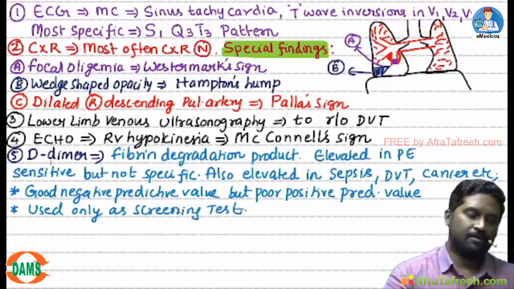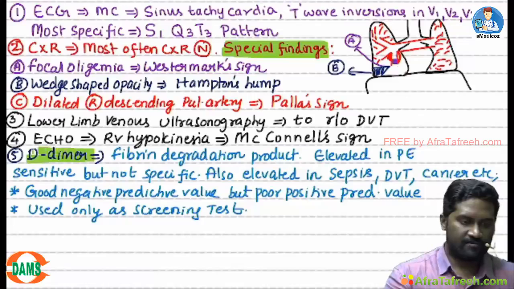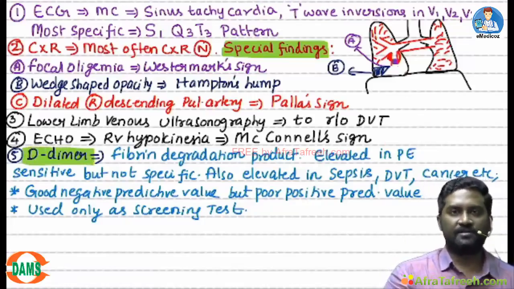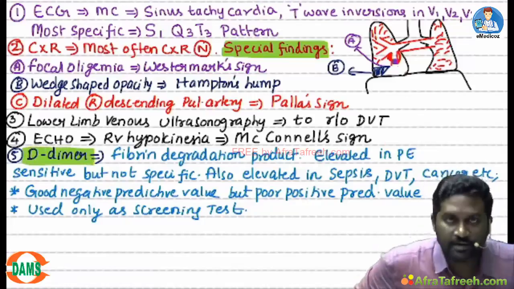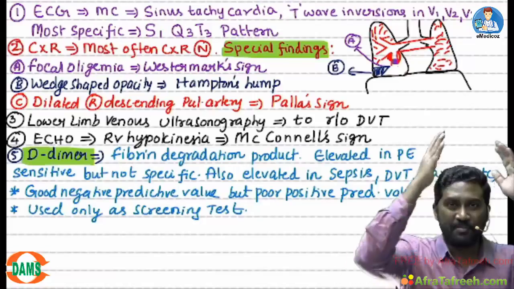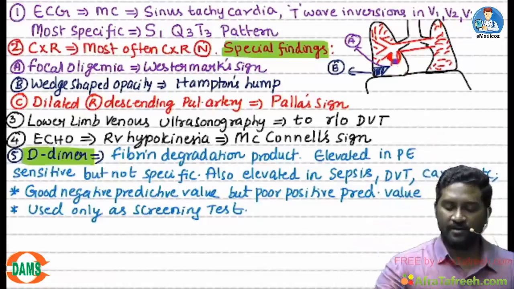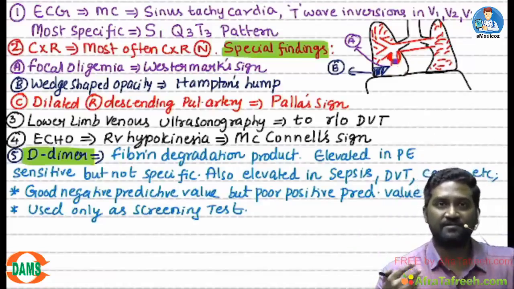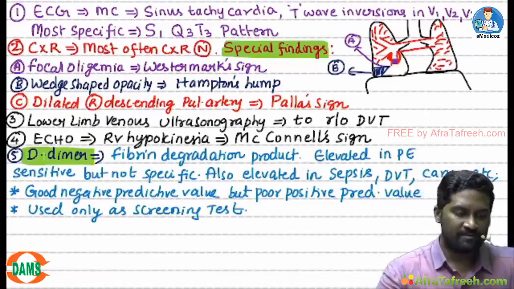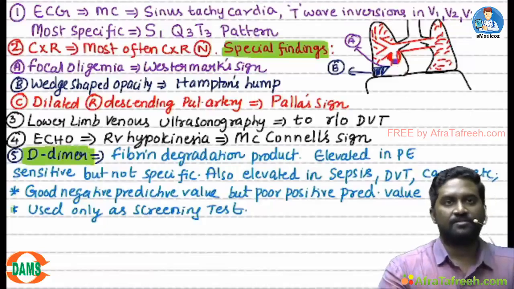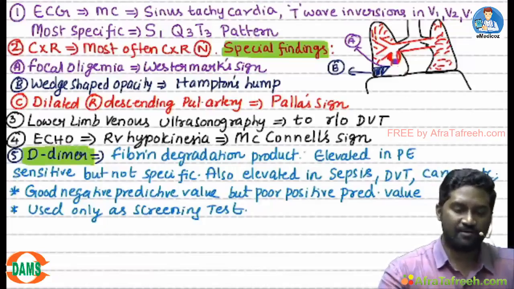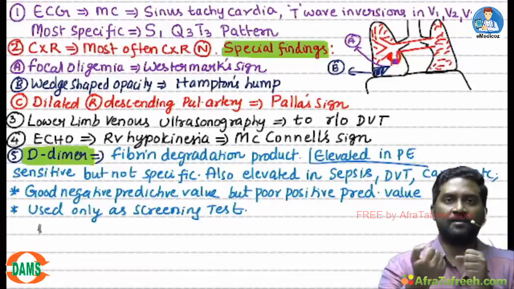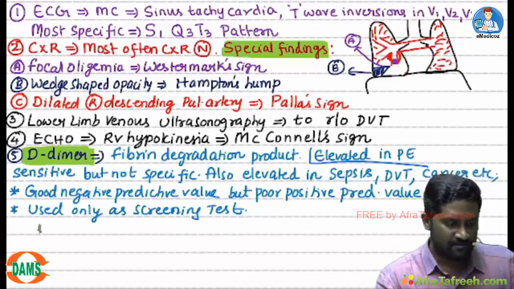Let us see what is this test called as D-dimer. In simple words, whenever there is a thrombus, your body will try to break that thrombus. So whenever the thrombus is broken down, there will be some fragments released into circulation. One such fragment is D-dimer. So this D-dimer will be elevated in pulmonary embolism because there is a thrombus, it is getting broken down. It is a sensitive test.